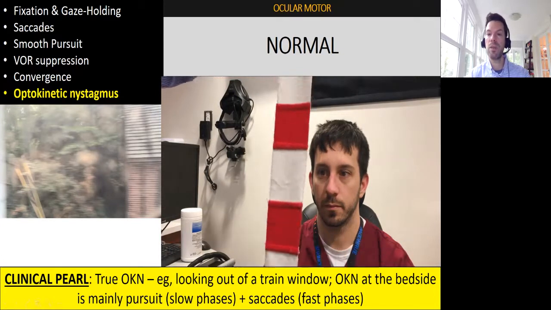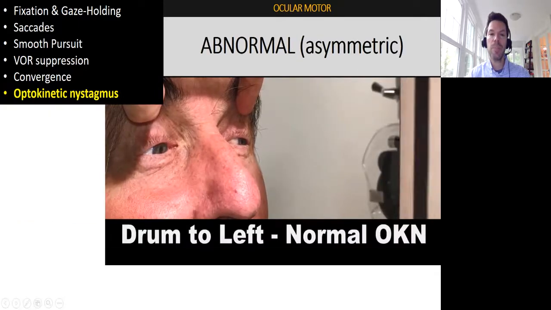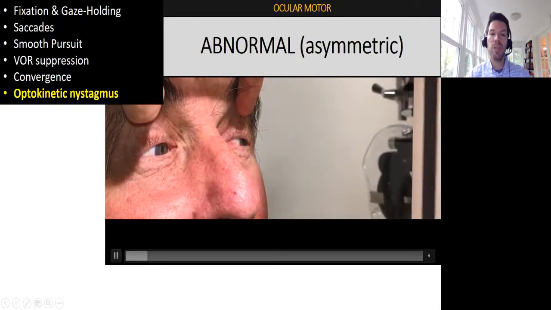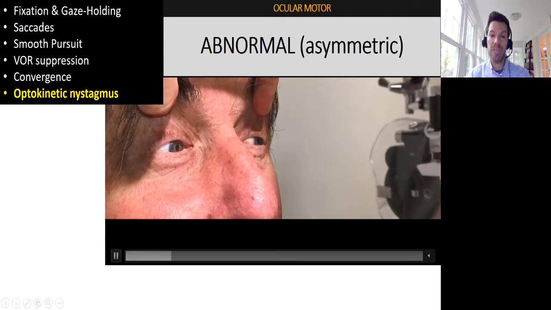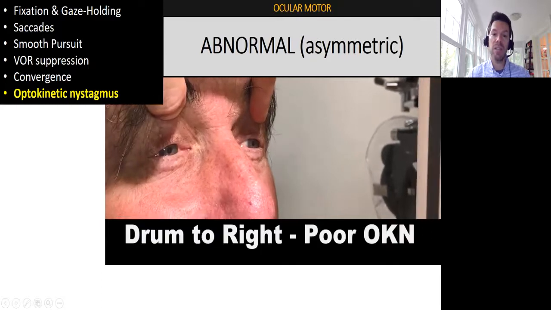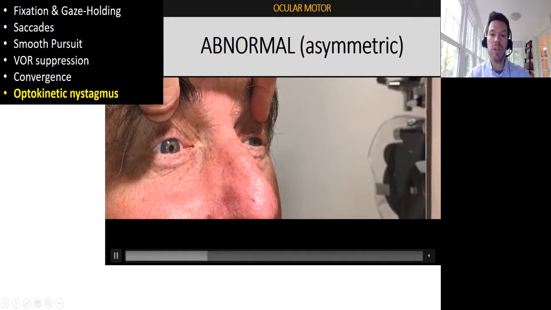And this is an example of normal optokinetic nystagmus. This is an example of abnormal. So here the stimulus is to the left and this is normal. So this right beating nystagmus generated by the leftward OKN, now it's to the right and now there's no OKN.